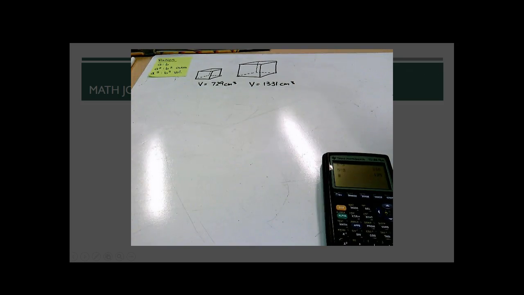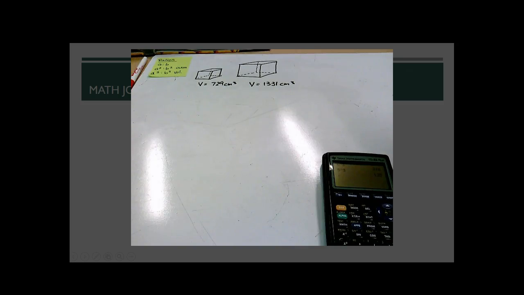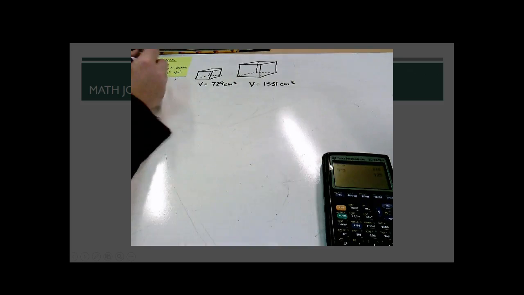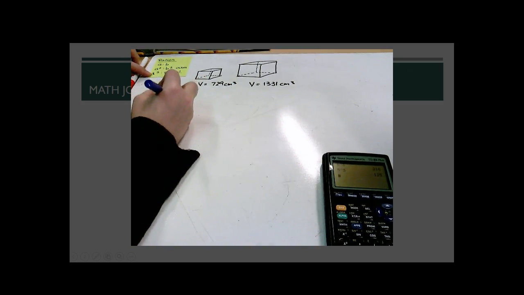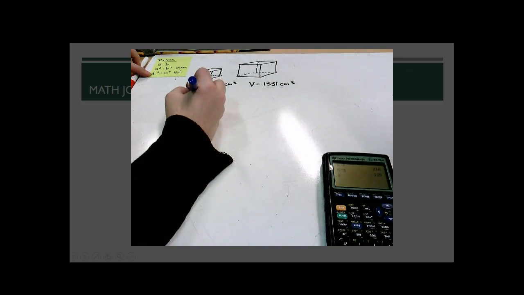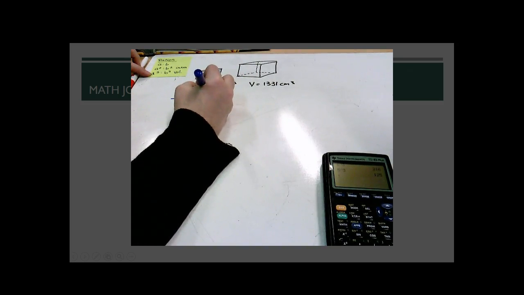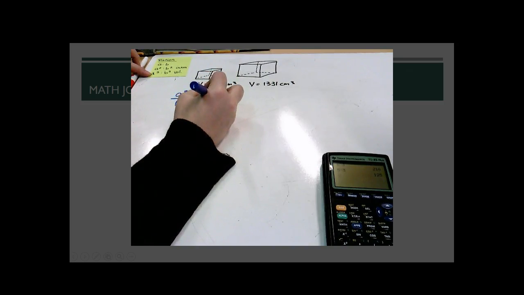This one we have one more setup with our volumes. So we have two solids, and we're given the fact that they are similar. We're given the volume of each of those solids, and we're asked to find the ratio of their volumes. So when we're looking for the ratio of volumes, we know that it's the cube of both of the volumes. So we can go ahead and fill that in with the smaller, just 729, over the larger, just 1331.